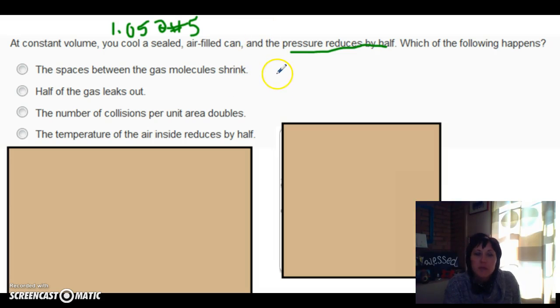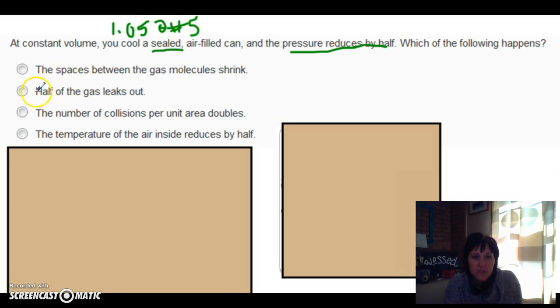The spaces between the gas molecules shrink, half of the gas leaks out, the number of collisions per unit area doubles, or the temperature of the air inside reduces by half. So let's go back and look at what we were given again. At constant volume, you cool a sealed air-filled can.